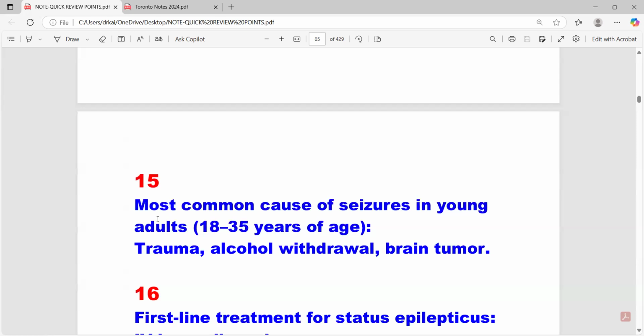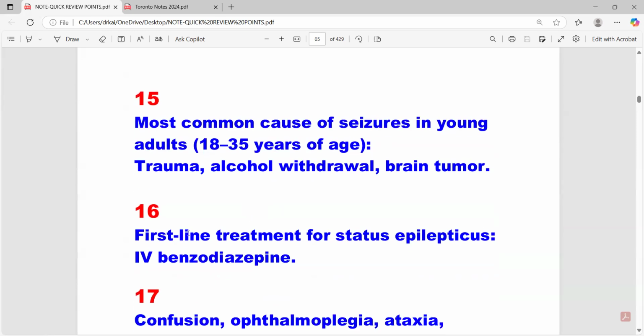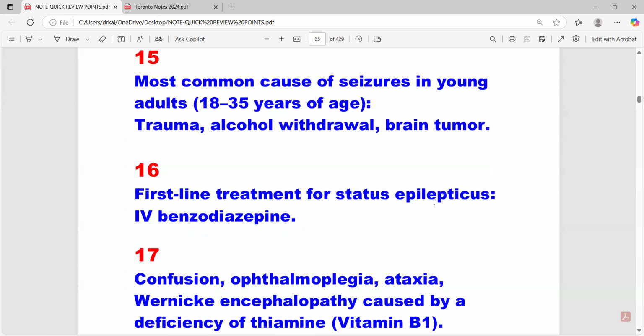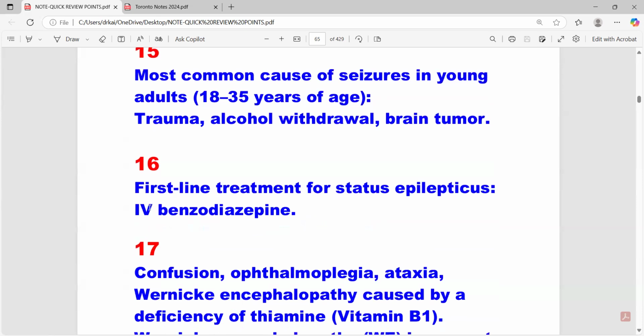Most common cause of the seizure in the young is basically trauma, after 18 to 35, alcohol withdrawal, and the brain tumor. First line treatment of the status epilepticus is basically benzodiazepine, although it's very short acting.